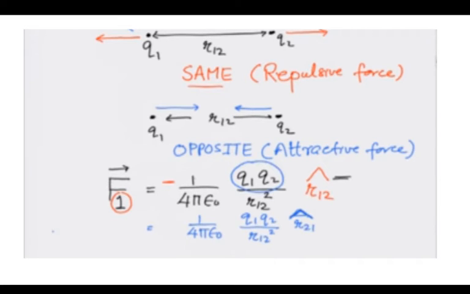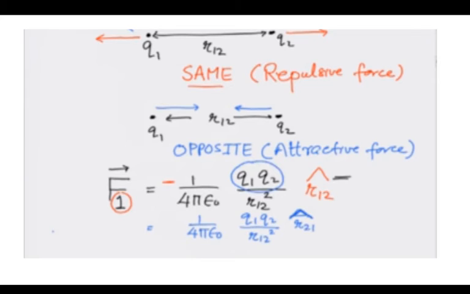Therefore we can represent the force F1 as a vector: 1 upon 4 pi epsilon naught, q1 into q2 divided by r12 squared, in addition multiplied by r12 cap. What is meant by r12 cap? It is a unit vector along the direction of r12. When the forces are opposite in direction, the sign changes, that is, a negative sign.